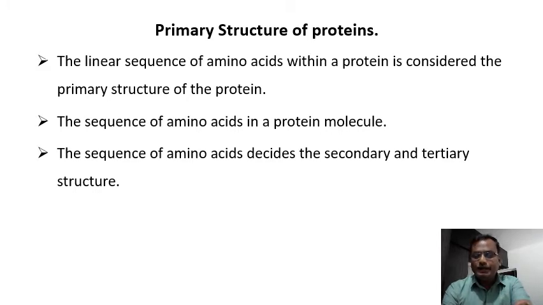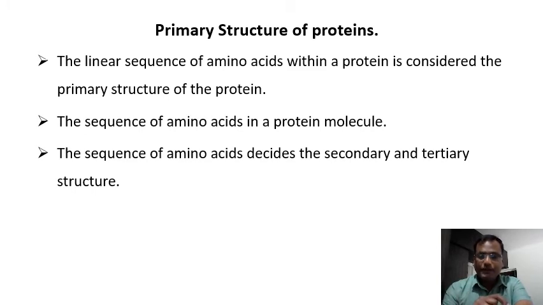Now you know that proteins are very large molecules which are made up of amino acids. Now what happens? There are 20 different types of amino acids. So amino acids are bound with each other by means of which bond?